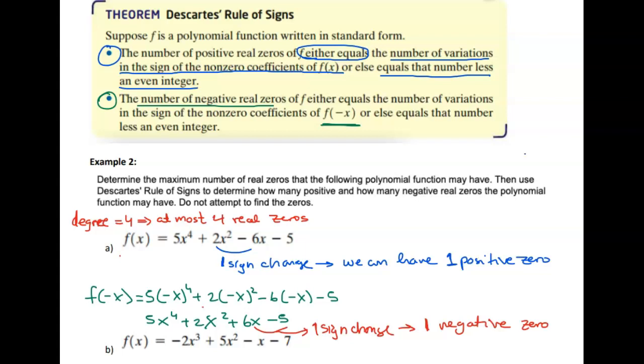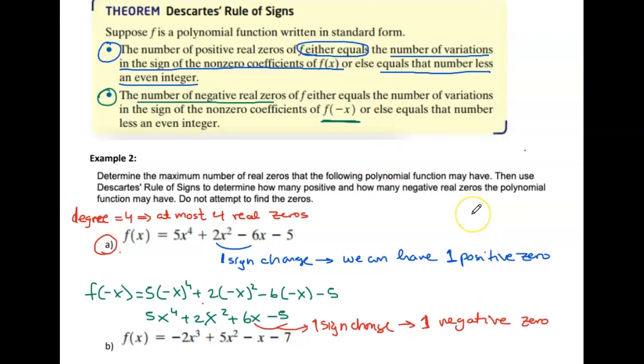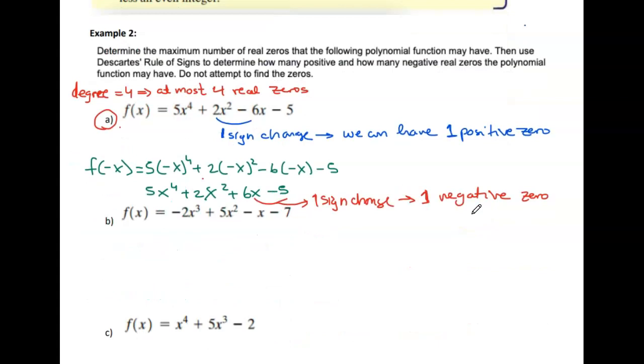Okay? So what I know now about this polynomial is that it has degree 4. It can have at most 4 real zeros. And this tells me that I can have one positive zero and one negative zero. All right. Now the other two zeros, if they're there, they could be complex. Right? Because this gives me a maximum number of zeros of each kind that I have, positive or negative.